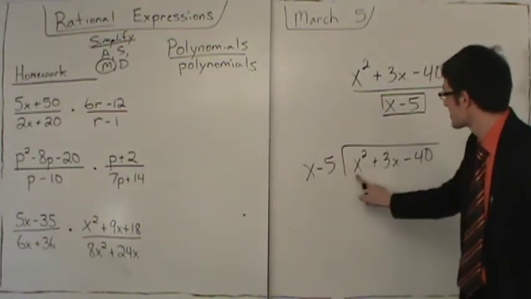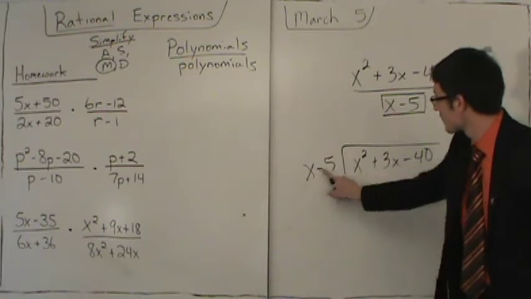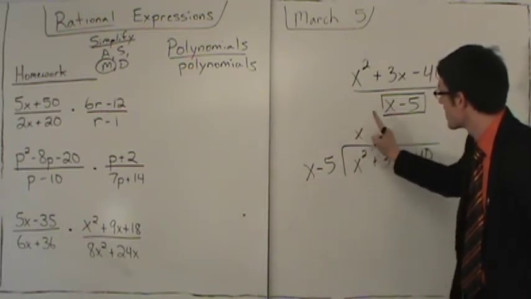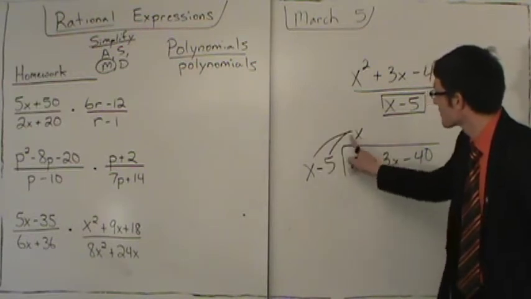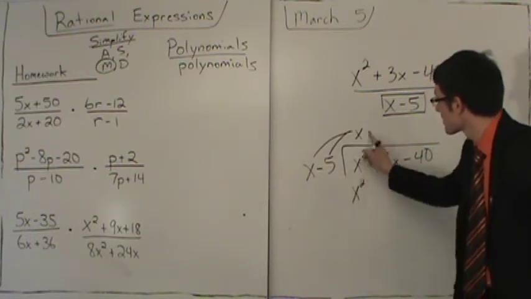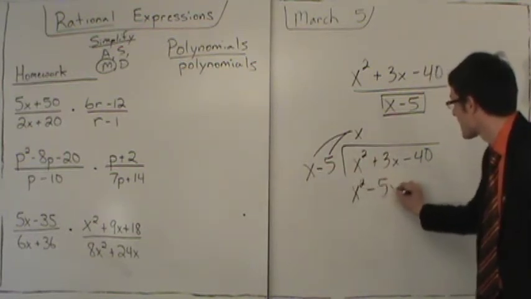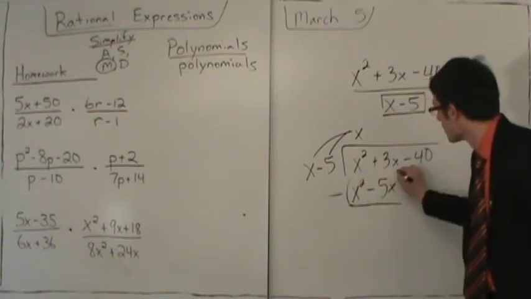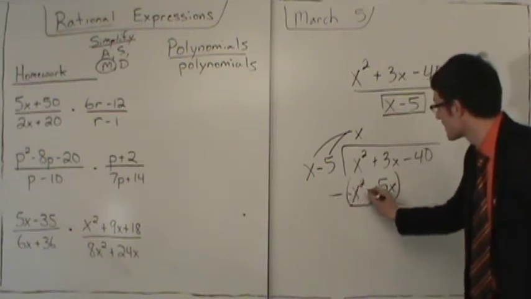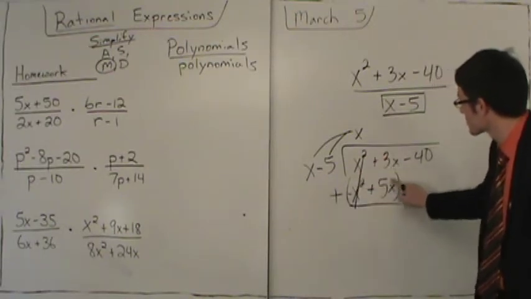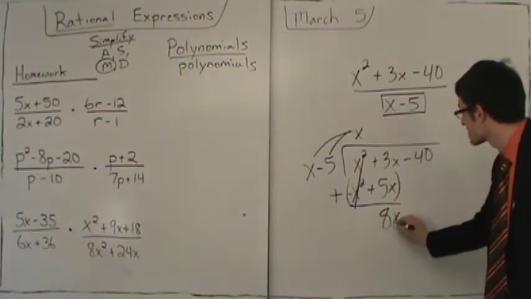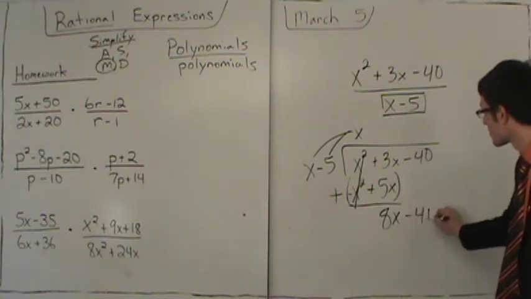and we asked the question, what times x gives x squared? What times the front gives the front? You answered x. x times x gives x squared. We take the x and multiply by both. x times x is x squared. x times negative 5 is negative 5x, and we subtract both. Now, we don't like to subtract, we like to add, so we change the signs and add. x squared plus negative x squared cancels. 3x plus 5x is 8x. Bring down the negative 40 and start the process over again.